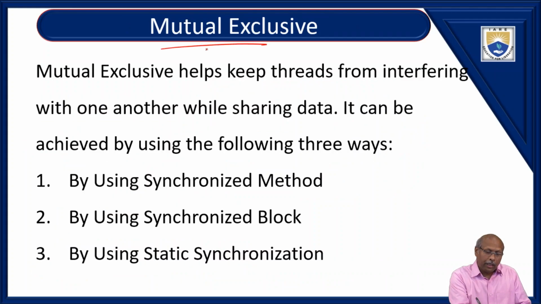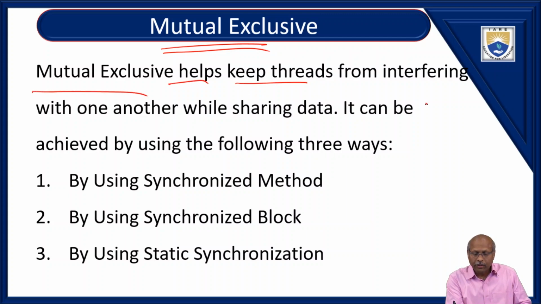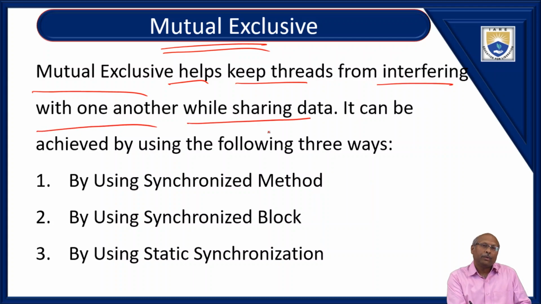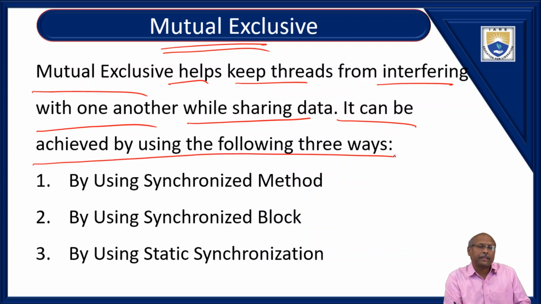First, we will see mutual exclusion. Mutual exclusion helps keep threads from interfering with one another while sharing data. While sharing data, it will keep other threads outside. Other threads have to wait until the first thread completes. It can be achieved by using the following three ways.